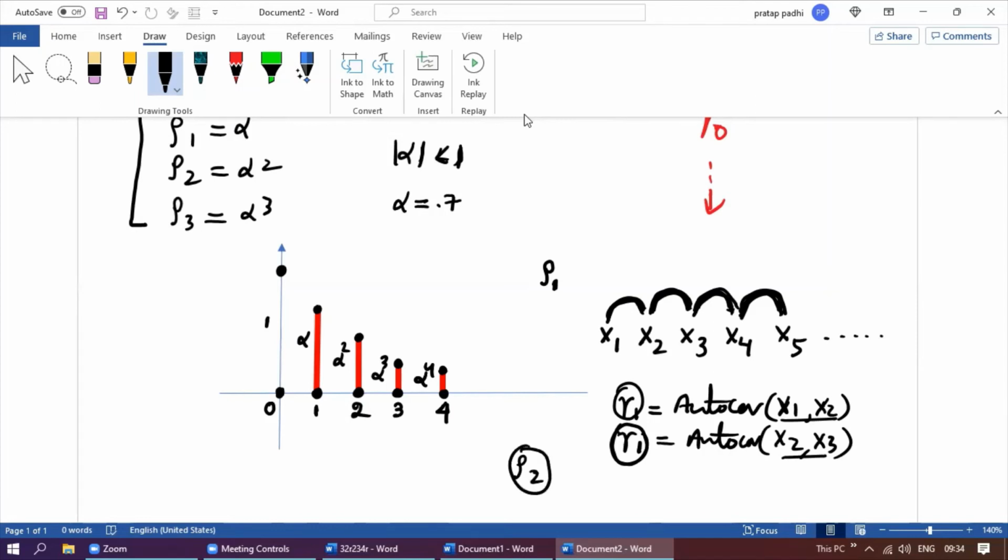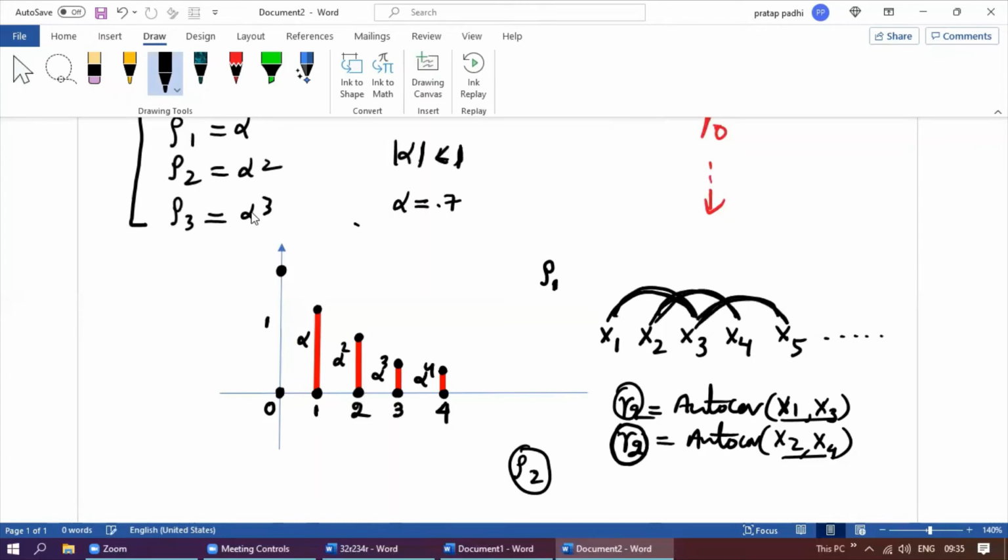rho 2, that means we want to connect this way. We want to connect x1, x3, then 3, 5, 5, 7, even 2, 4 also. So you take 2 lag, then compare. If you take 1, 3 or 2, 4 or 3, 5, all those will be gamma 2. From gamma 2 you will get rho 2. So rho 2 means 2 lag link.